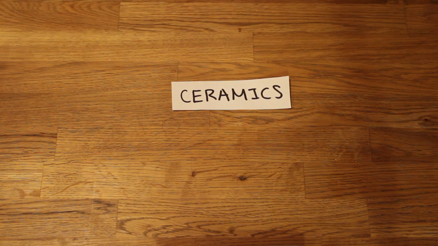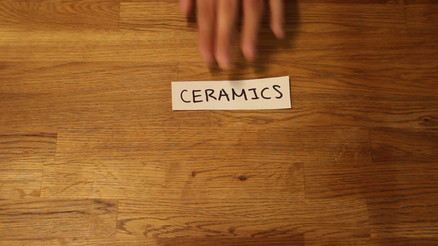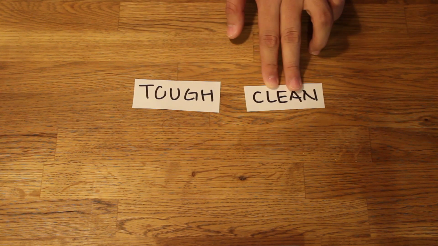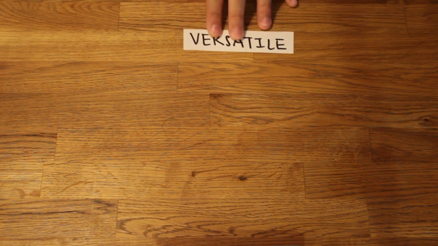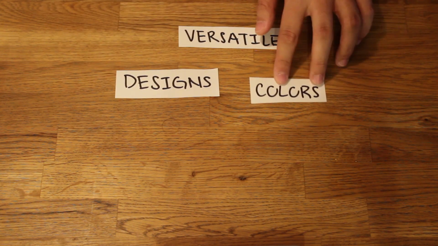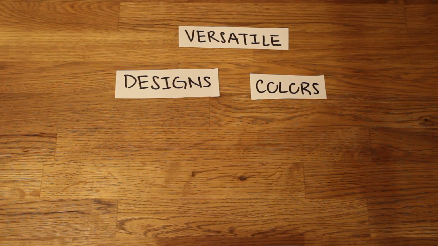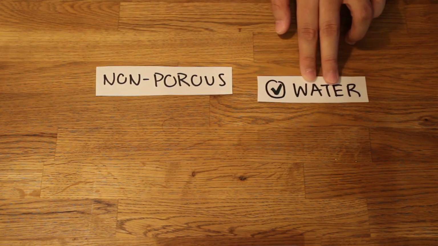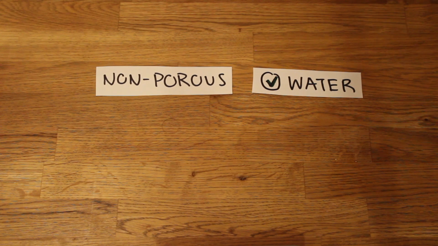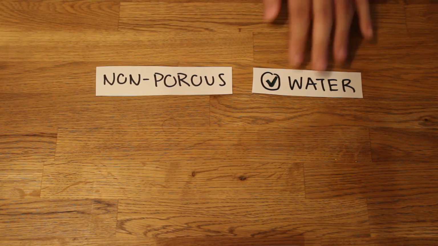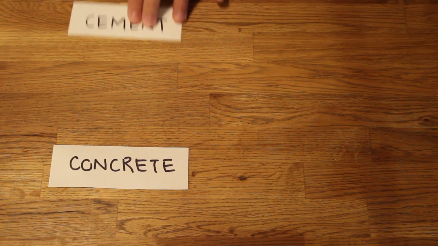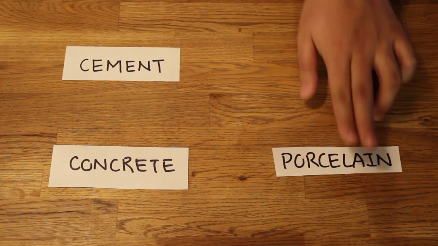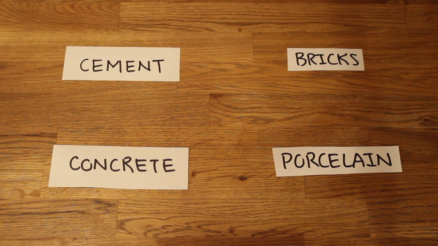Ceramics. We are most likely to see ceramics on our roofs, bathrooms, and kitchens, largely because they are tough and easy to clean. They are very versatile and can have many colors and designs. Sanitary ware such as toilets, sinks, and bathtubs are made from ceramic. They can be glazed and fired to become non-porous and become great for dealing with water, which not many other materials are. Some common ceramics include bricks, porcelain, cement, and concrete.